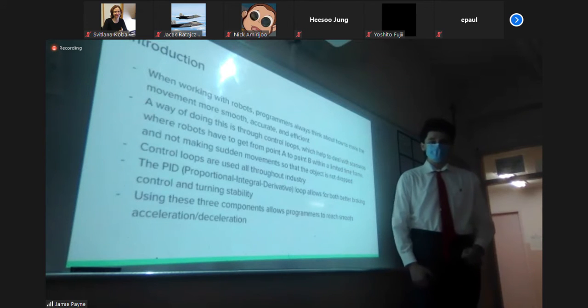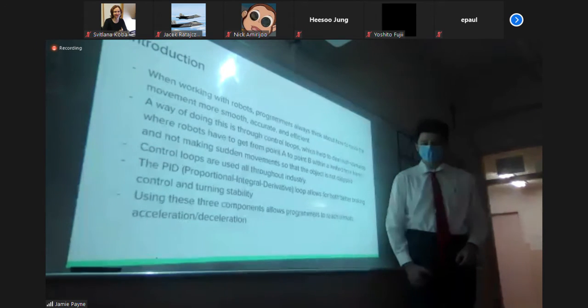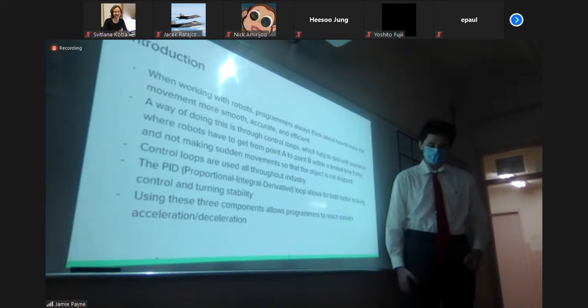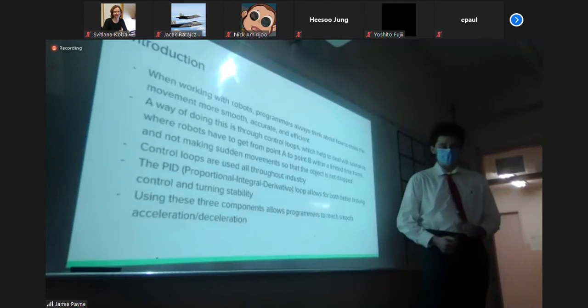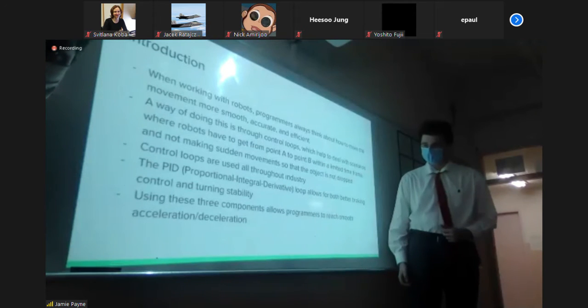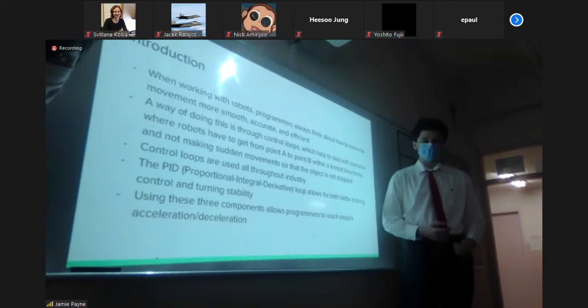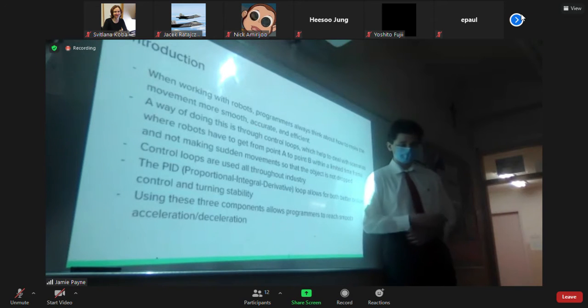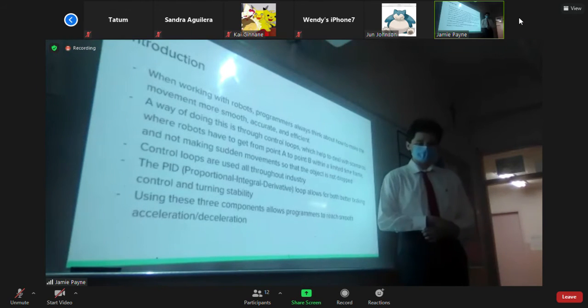Control loops are used all throughout industry, and you see this both in factories and in the automotive industry as well. The PID, proportional integral derivative loop, allows for both better braking control and turning stability, and is commonly used among all sectors of industry. Using these three components allows programmers to reach smooth acceleration and deceleration.